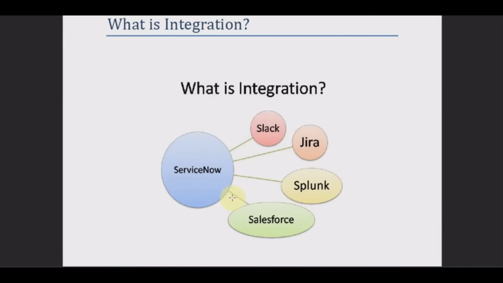So imagine you have two friends who speak in different languages. One speaks English and the other speaks French. They need to communicate with each other, but they don't understand each other. Now, what if you had a translator who could help them talk seamlessly? That's exactly what integration does in ServiceNow. ServiceNow doesn't work alone. It often needs to talk to other applications like Slack, Jira, Splunk, Salesforce, AWS, etc. Integration is simply the process of making ServiceNow exchange information with these external systems smoothly.